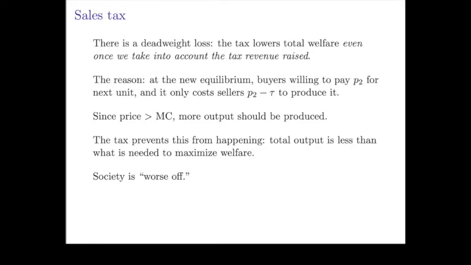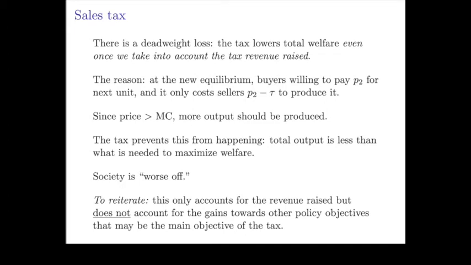Now, what we see here is that the tax is going to lower the total welfare, even though we've accounted for the revenue that we've taken in. And the reason is because at the new equilibrium, the buyers are willing to pay more than the marginal cost, what it costs the producers to produce. So we should have more output to increase welfare. So this tax prevents the quantity from being high enough. And because of that, society is quote-unquote worse off.